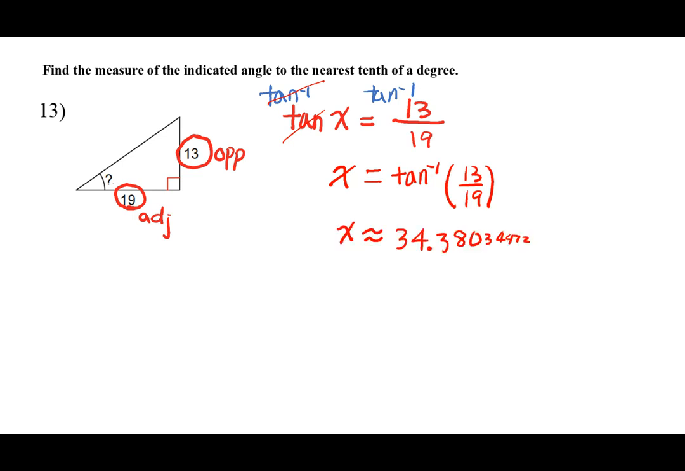Calculator says 34.38034, and then you want to round it to the tenth place. So one number after the decimal point, not before. So tenth place, 34.3, but the next number is 8. So you need to round up. So 0.3 becomes 0.4.